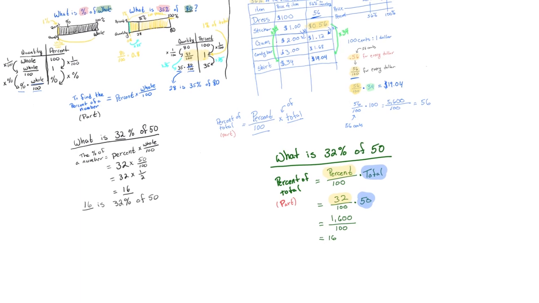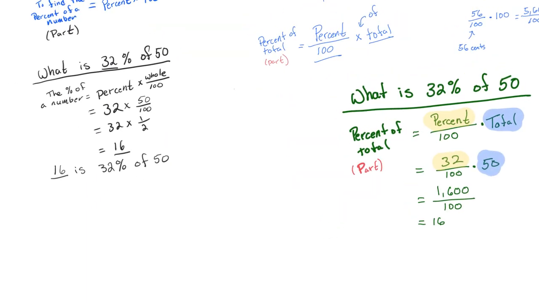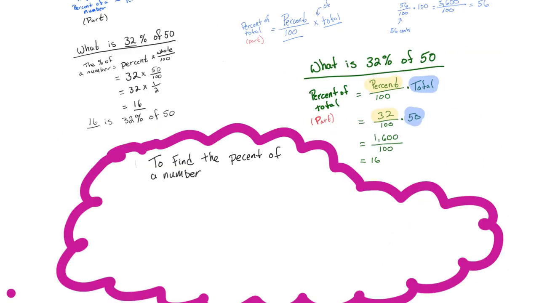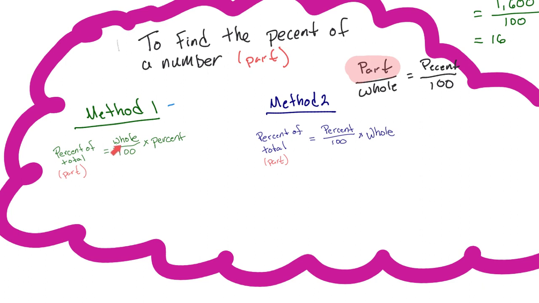That's a good thing that we got that answer, because if we go back to our previous problem using the alternate way of doing it, what is 32% of 50? I got 16 here and 16 here. Okay, so in summary, to find the percent of a number, or the part in the percent proportion, there are two different methods. The first one is to take the whole over 100 times the percent. And the second one is you can take the percent over 100 times the whole.